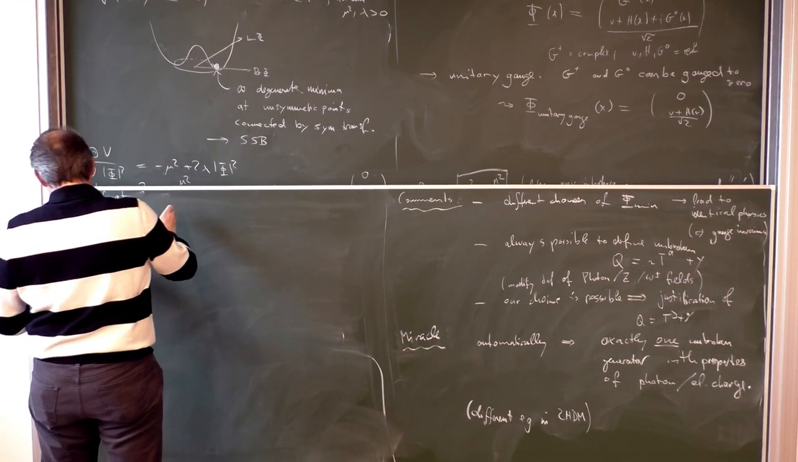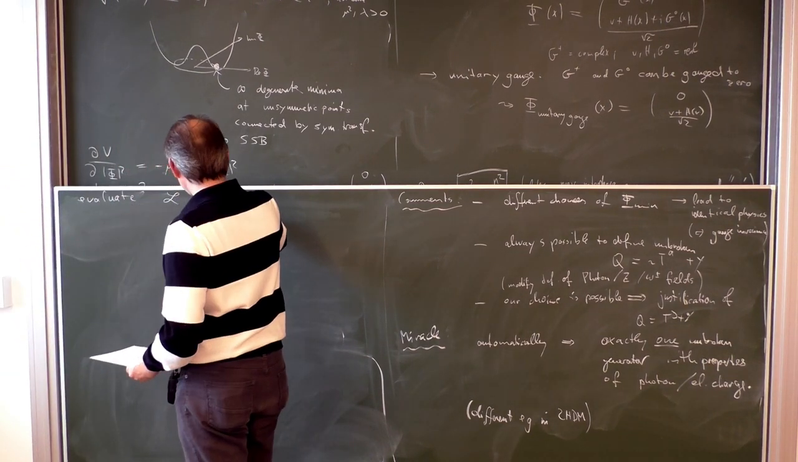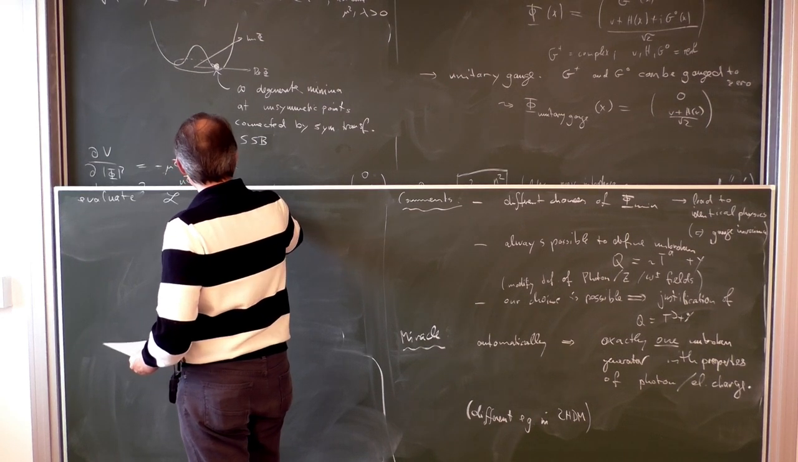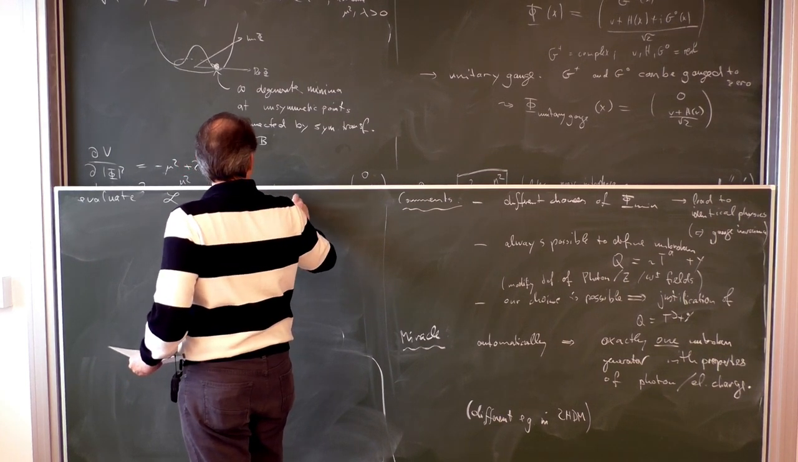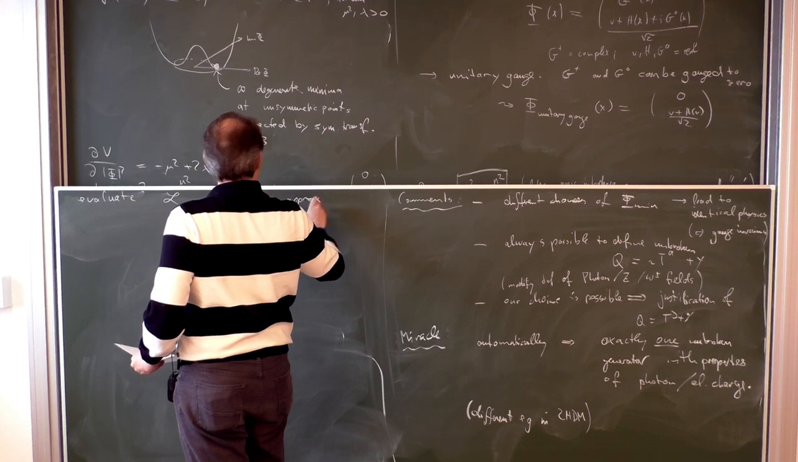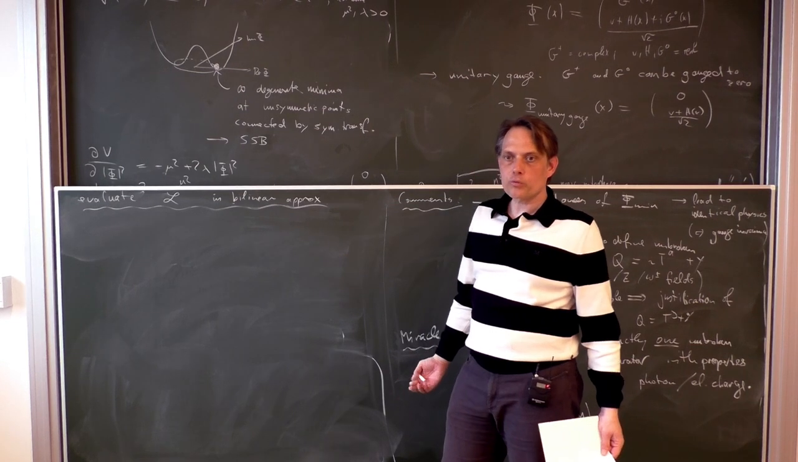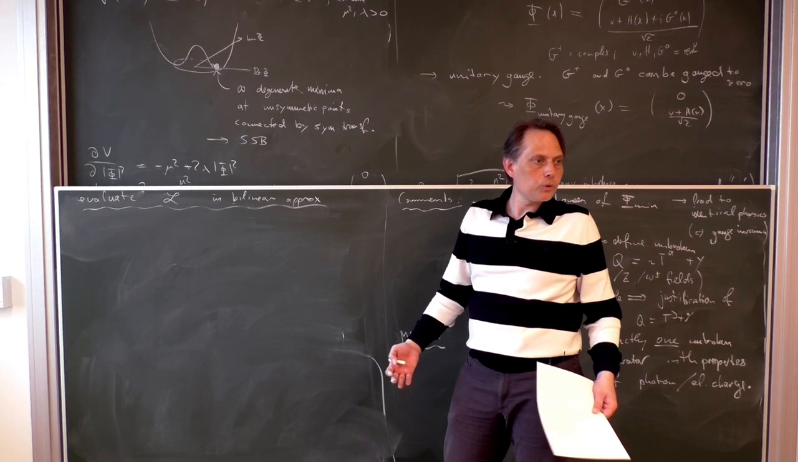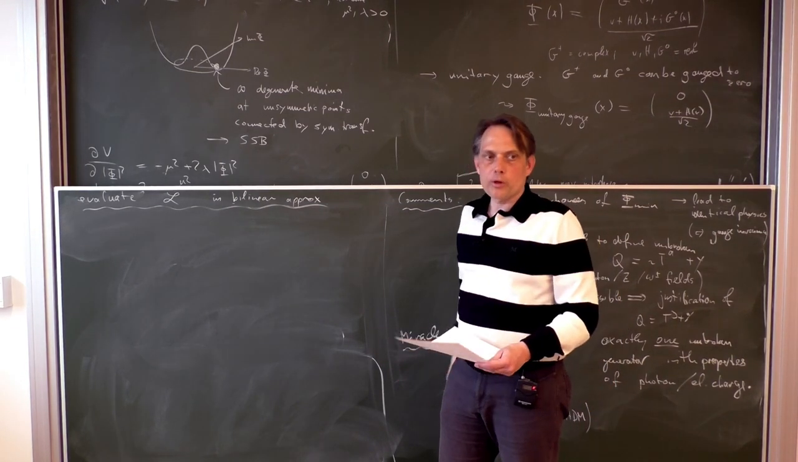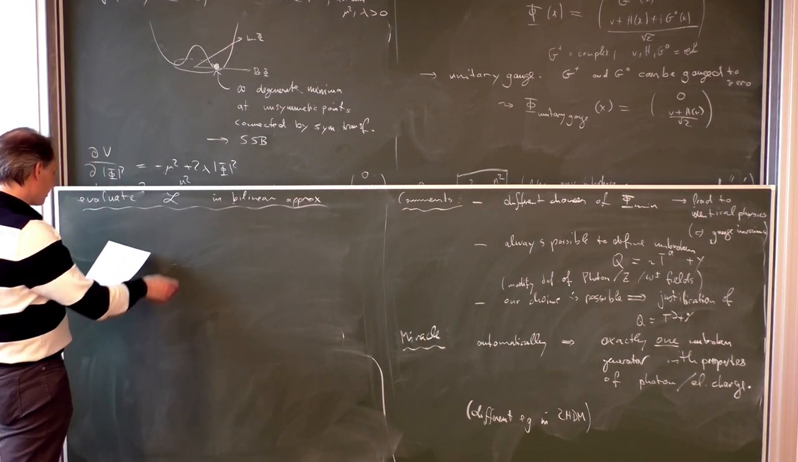Now let us evaluate this L in bilinear approximation, because bilinear terms in the Lagrangian correspond to free field terms, and free fields can be quantized, and we know what the quantization implies, namely particle states, Fock spaces, and so that then fixes the interpretation.